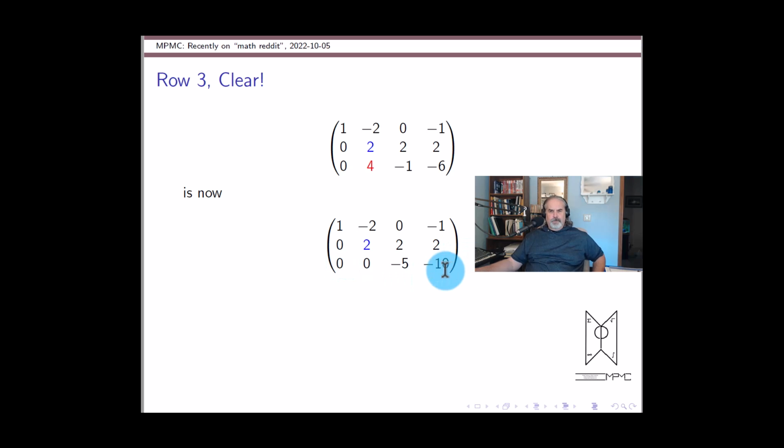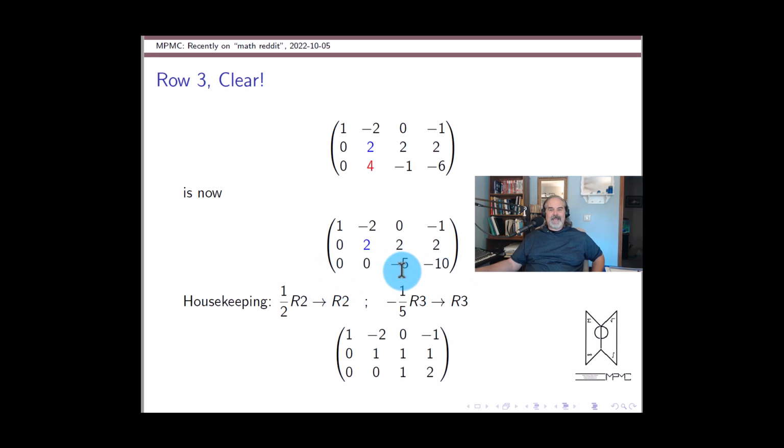And now we can just do a little housekeeping if we would like. Remember, we can multiply a row by any constant we want. Now, multiplying by 0 would always be useless. But if we took row 2 and multiplied across by 1/2, took row 3 and multiplied by -1/5, that's going to tidy this matrix up a bit into this form that's now at the bottom of the screen.